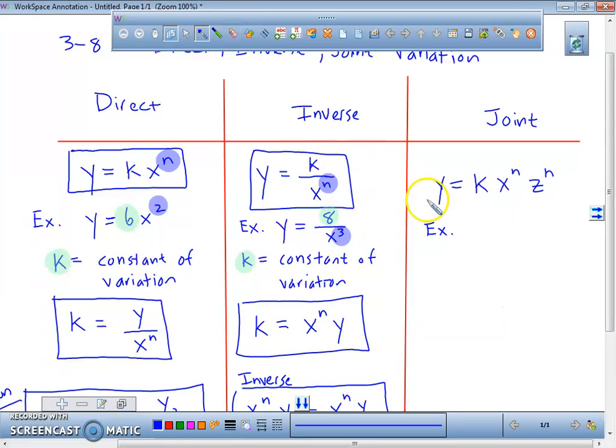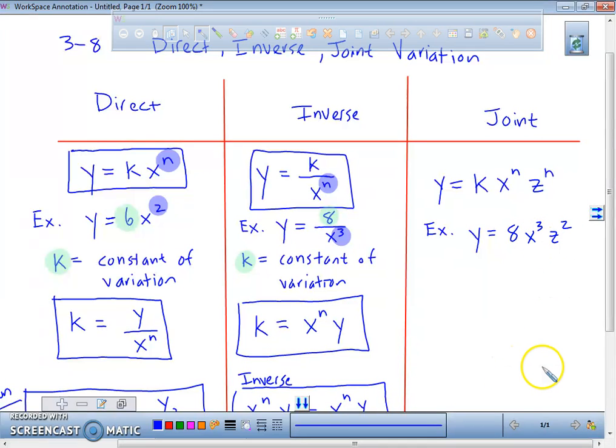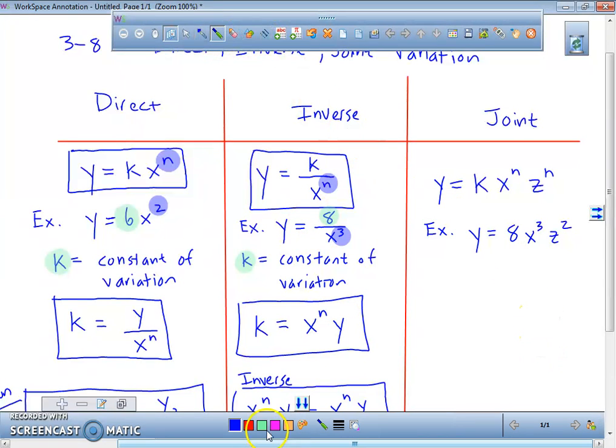So, for example, we had an equation y equals 8x to the third z squared. This would be a joint variation problem. Once again, your constant is still 8. So your constant of variation right there, there's your constant, your k value.